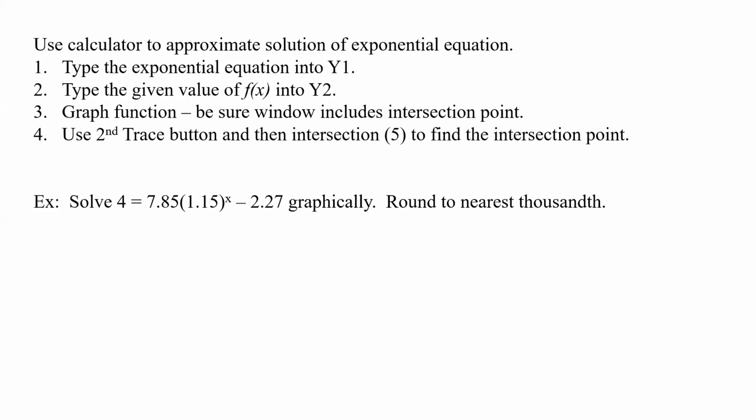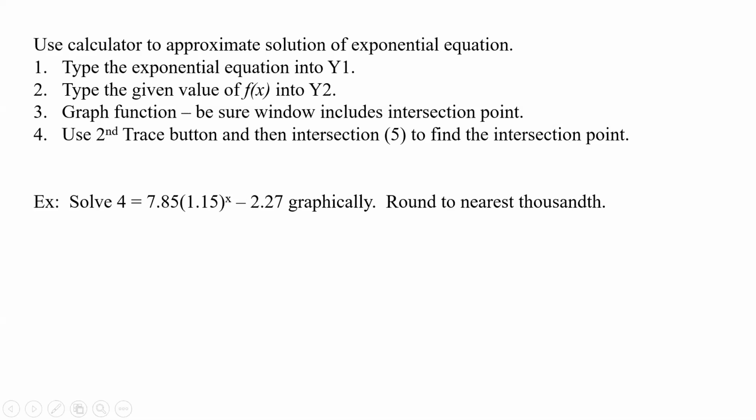Now we have to make sure the window includes the intersection point where the horizontal line in y2 intersects the exponential function in y1. And then we just use second trace, and intersection, which is number 5, and we can find our intersection point. So let's do this one here. I forgot to write it down, so I better write it down real quick. So we have 4 equals 7.85 times 1.15 to the x minus 2.27.